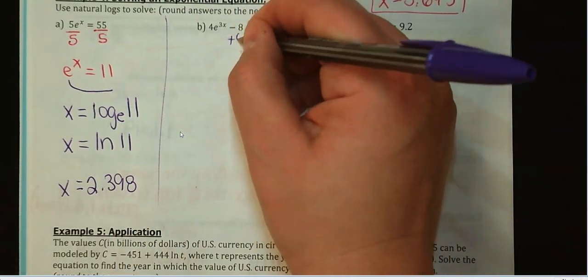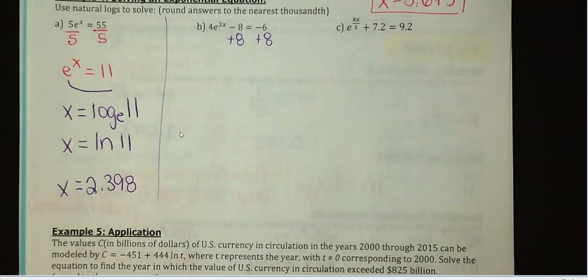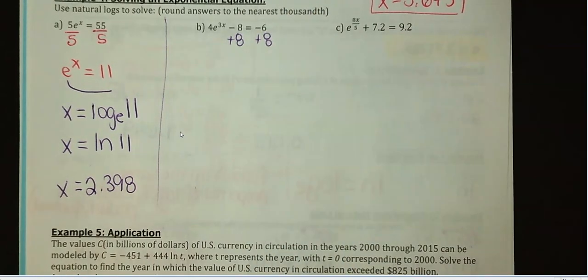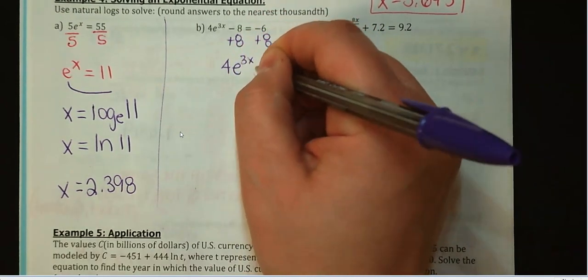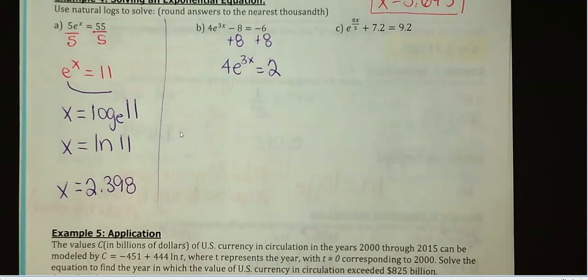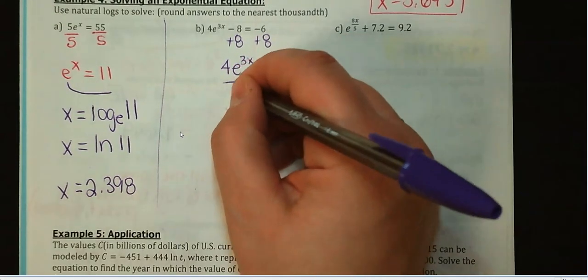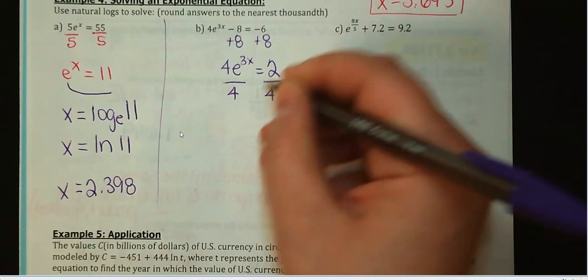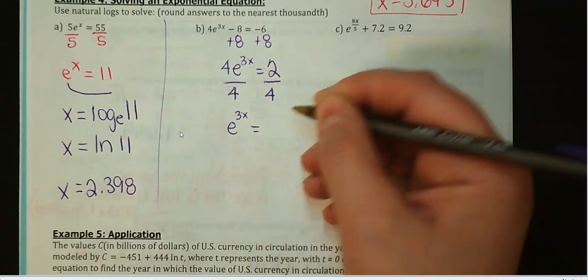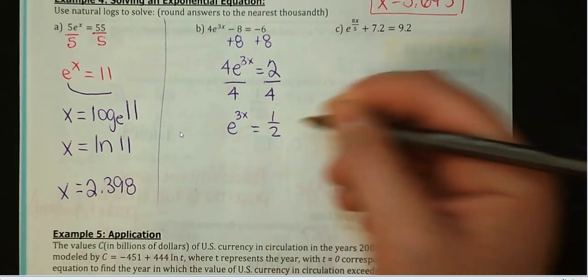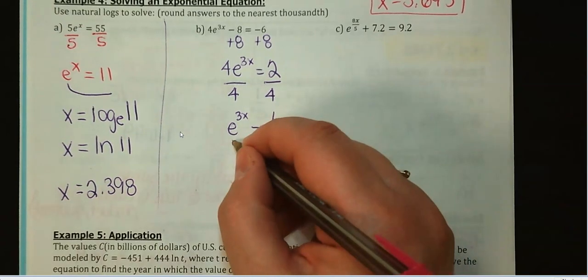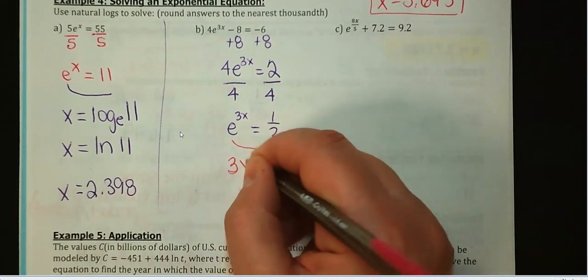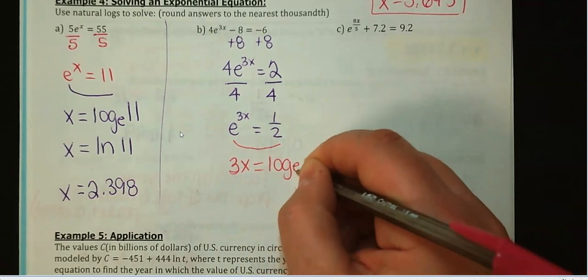So get rid of any addition or subtraction first. So I've got 4e to the 3x minus 8 equals negative 6. Add the 8 first. Get rid of any addition or subtraction first. 4 is not being taken to that power. It's just e to the 3x, so I'm going to divide by 4. All right, now, 2 divided by 4 is a half. And then my problem is my exponent has a variable in it, so I got to make that not an exponent. The only way to do that is to convert this to a log real quick. This would be your log base e of 1/2.